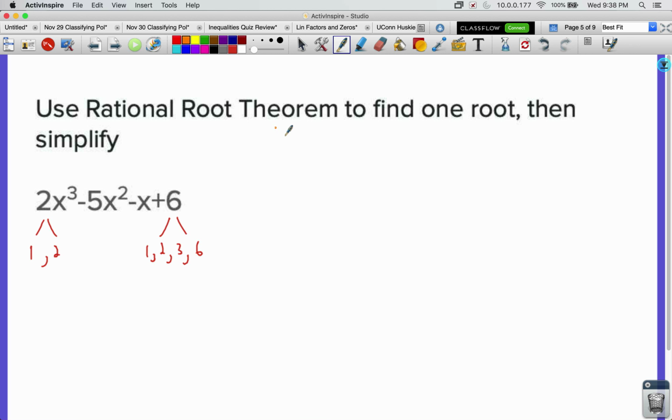Let's make all the fractions possible with last over first. So 1 over 1 is 1, 2 over 1 is 2, 3 over 1 is 3, 6 over 1 is 6. And now we have to do them all over 2. So we get 1/2. Then we get 2 over 2, but that's a 1, which is already in our list. So we move on. 3 over 2, and then 6 over 2, which becomes a 3. Again, it's already in our list. And then we just have to do the negatives of all of these numbers.